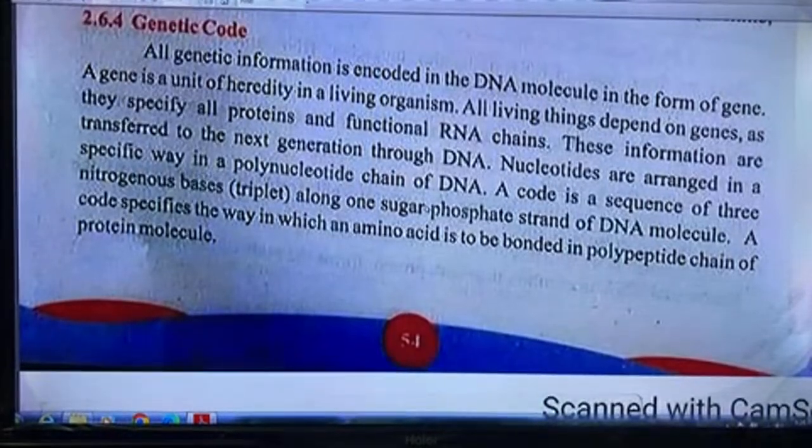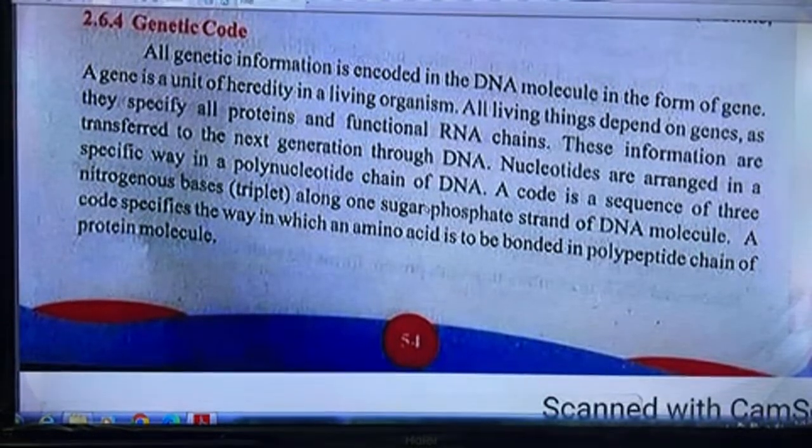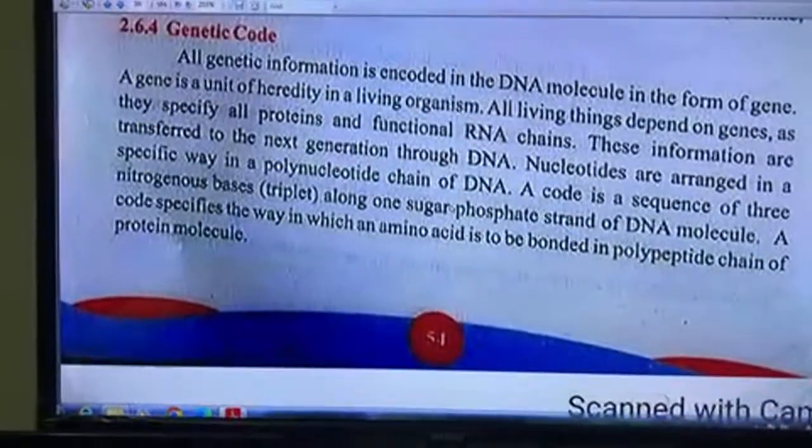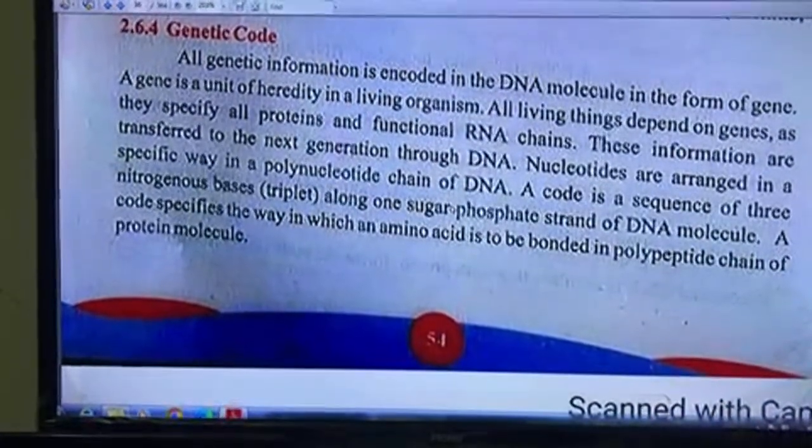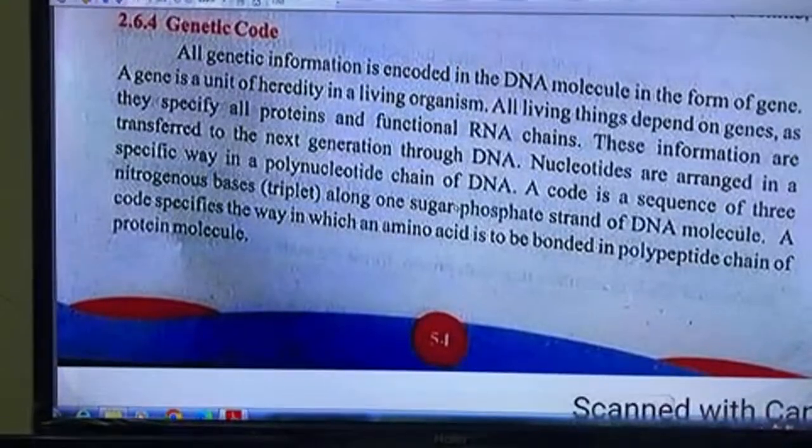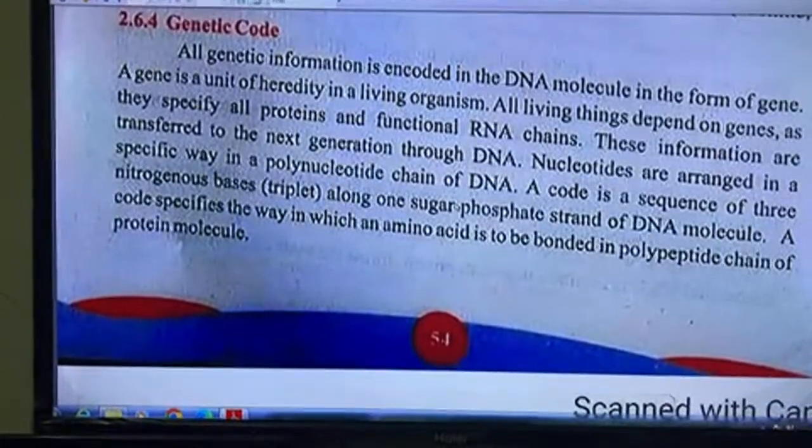Nucleotides are arranged in a specific way in a polynucleotide chain of DNA. A code is a sequence of three nitrogenous bases, a triplet, along one sugar phosphate strand of the DNA molecule. A code specifies the way in which an amino acid has to be bonded in the polypeptide chain of a protein molecule.